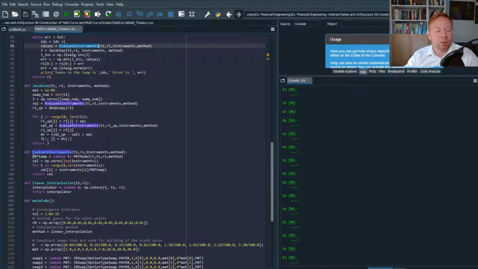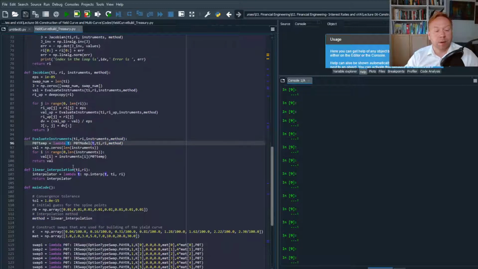And what we do here, first we construct a yield curve given TIs and RIs, so those are the spine points, and we also have the method, which will construct this yield curve so that for every time we can have a zero coupon bond. Once we have this zero coupon bond curve, we can evaluate each swap. Each swap will be evaluated as a function of the zero coupon bond. It's really nice, you see in Python you can express it very nicely.